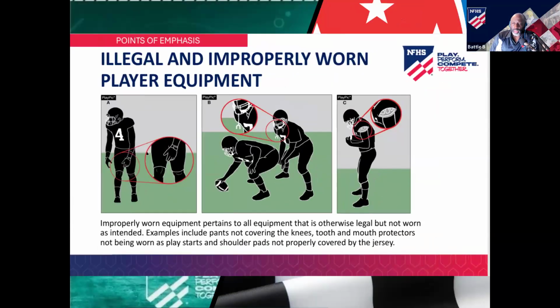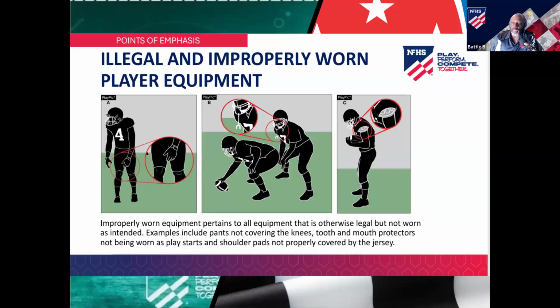And you see here, inappropriately worn equipment pertains to all equipment that is otherwise legal but not worn as intended. So this is a definition for when you hear the words improperly worn equipment. What do you mean by that? It is what would otherwise be legal but not worn as intended. Examples: we have the pants not covering the knees, which we see a lot of, and tooth and mouth protectors not being worn as the play starts. We see a lot of that.